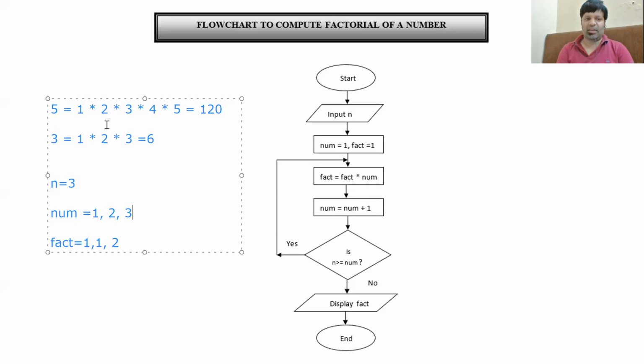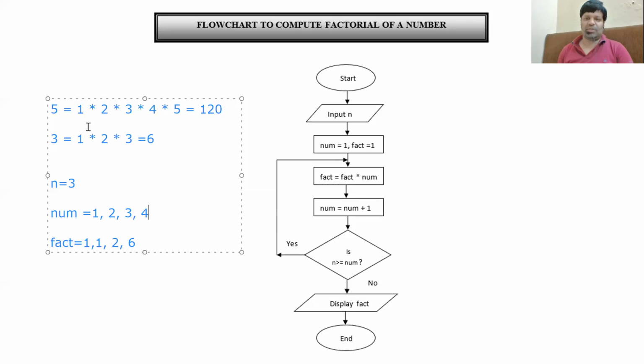Now check whether n is greater than or equal to num. Now 3 is not greater than 3, but it is equal to 3. That means it will return true and you will again recompute the value of fact. Fact is equal to fact multiplied by num, it becomes 6 and we increment the value of num by 1. Now check whether n is greater than or equal to num. The result comes out to be no.